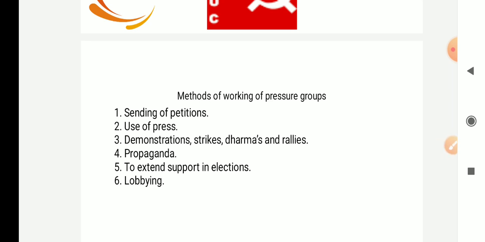Along with this, they influence bureaucracy, and they establish relationships with the legislators and the ministers. They also offer bribes and high posts to the officials, and they take judicial help also. And along with this, they send representation and appear before the parliamentary committee. These are the ways of working of pressure groups.